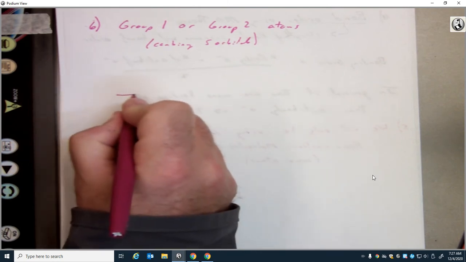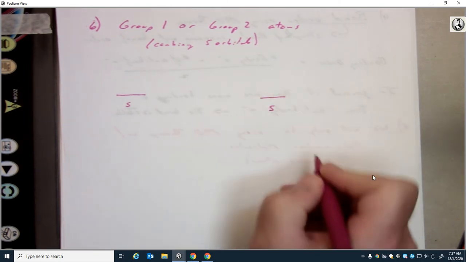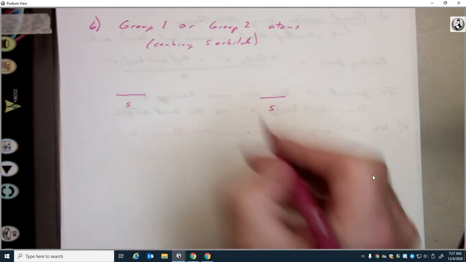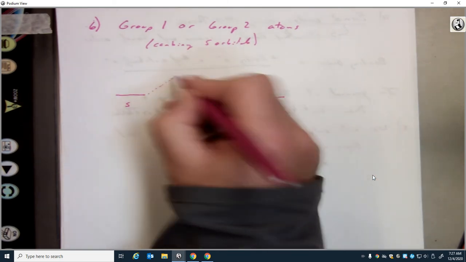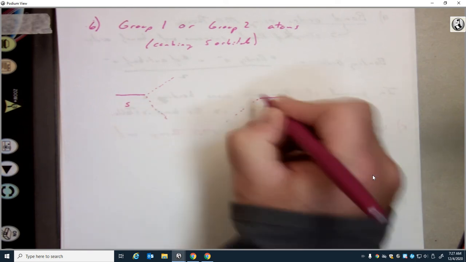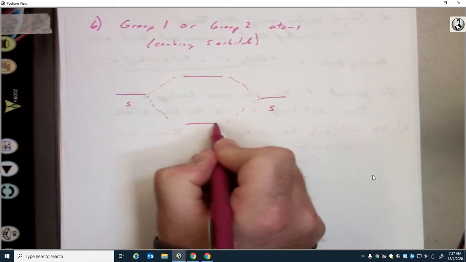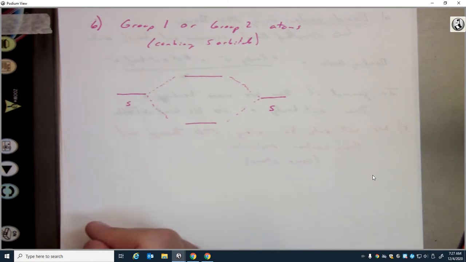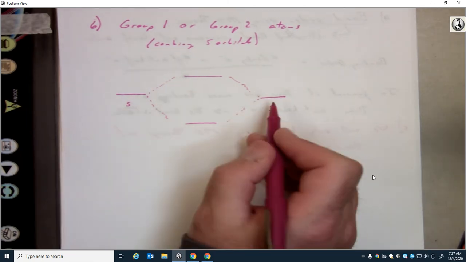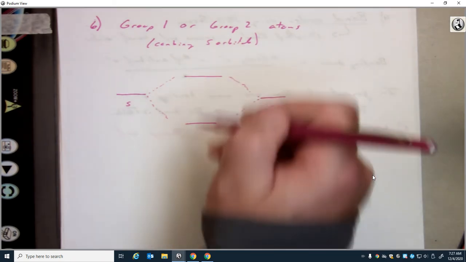So what we're going to do is draw something like this. This is one of the atomic s orbitals. This is the other atom's s orbital. I'm going to draw little dotted lines, and put a line here and a line here. Now, these two s orbitals are going to overlap, and we get 2 molecular orbitals.